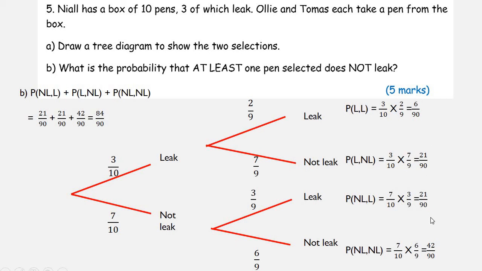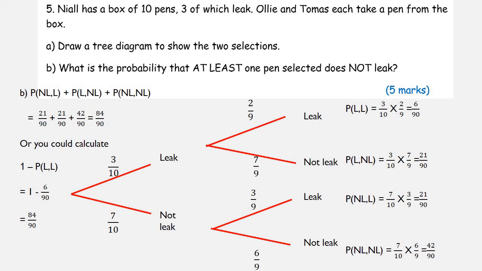You know, these 4 outcomes here, these 4 fractions will all add up to 90 over 90, which is 1. This pair will add up to 1. This pair will add up to 1. This pair will add up to 1. Probability always adds up to 1. So we could just take away the probability of both pens leaking from 1. So 1 take away the probability that both of them leak will give us the exact same answer, 84 over 90. Okay, and you could simplify that fraction if you wanted to.